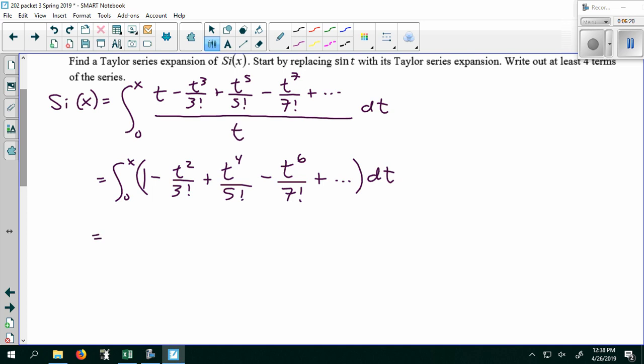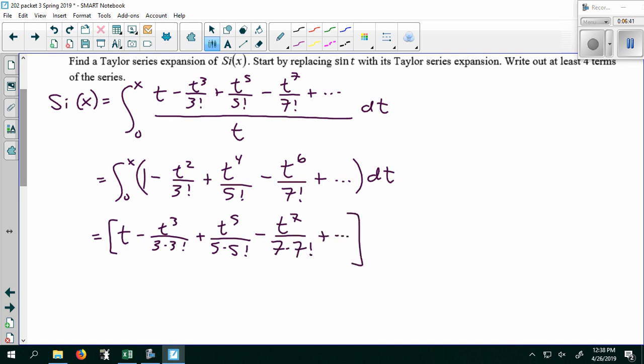Integrate term by term. So the antiderivative of 1 is t. The antiderivative of t squared is t cubed over 3. And then t to the 5th over 5, t to the 7th over 7. And I'm going to evaluate this from 0 to x.